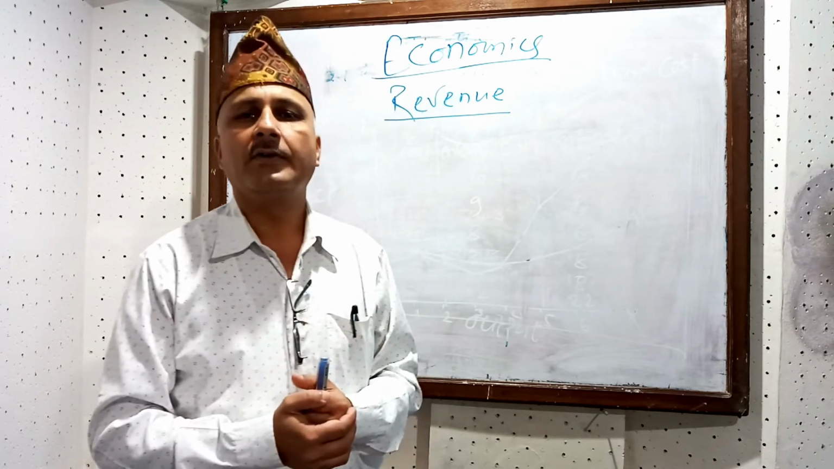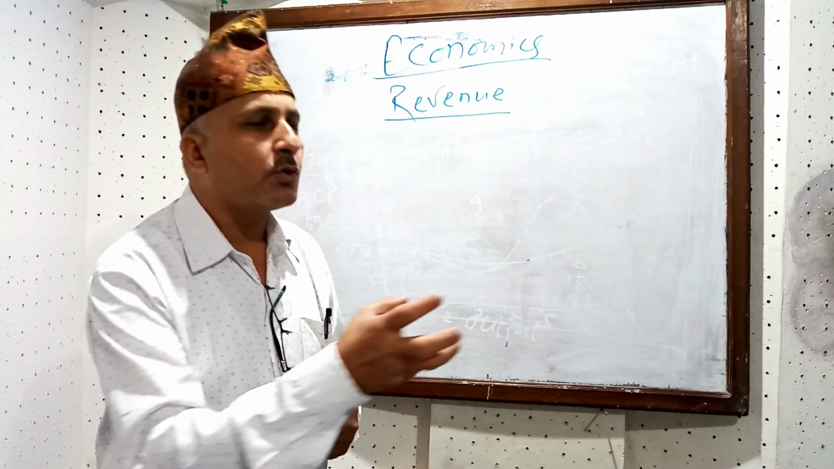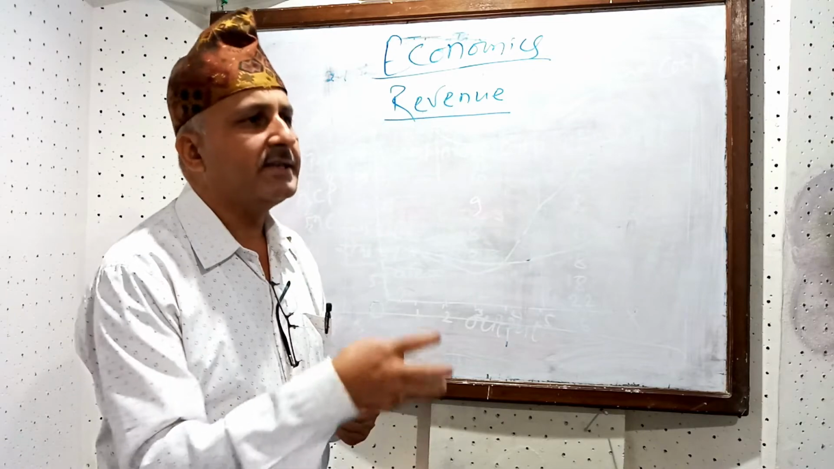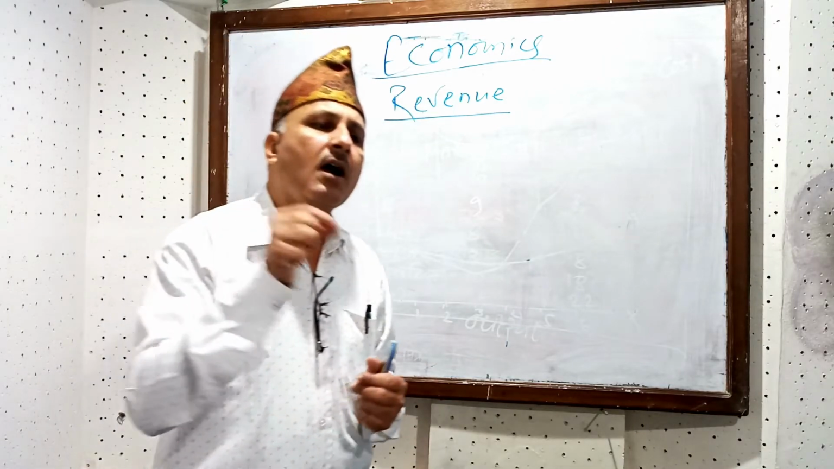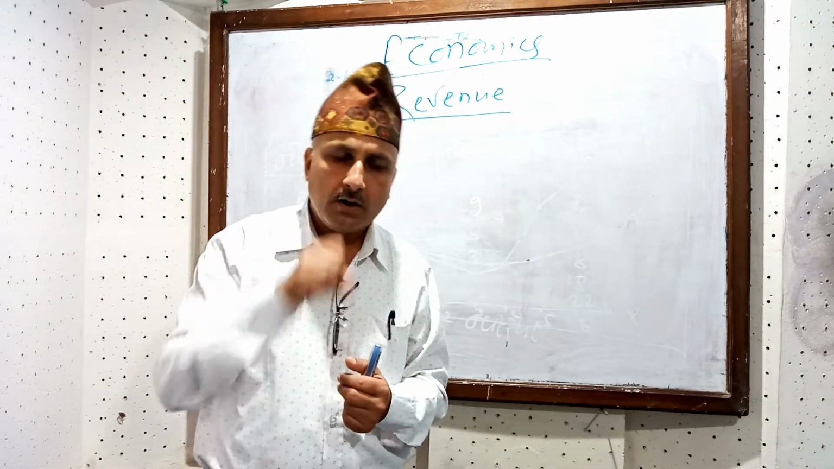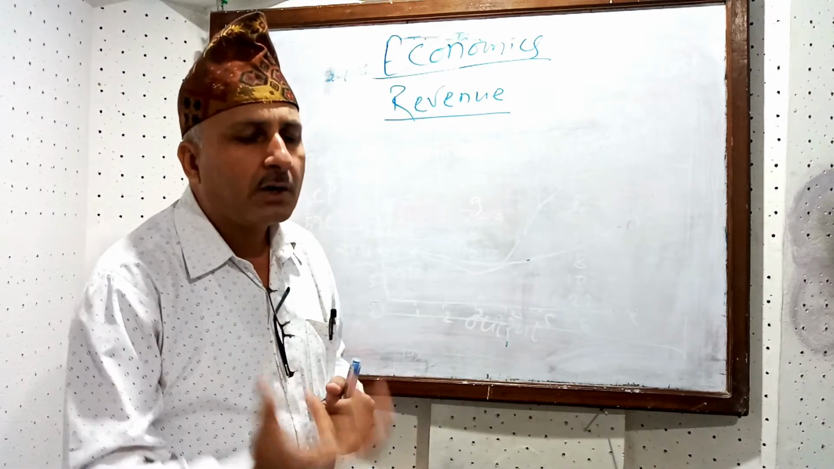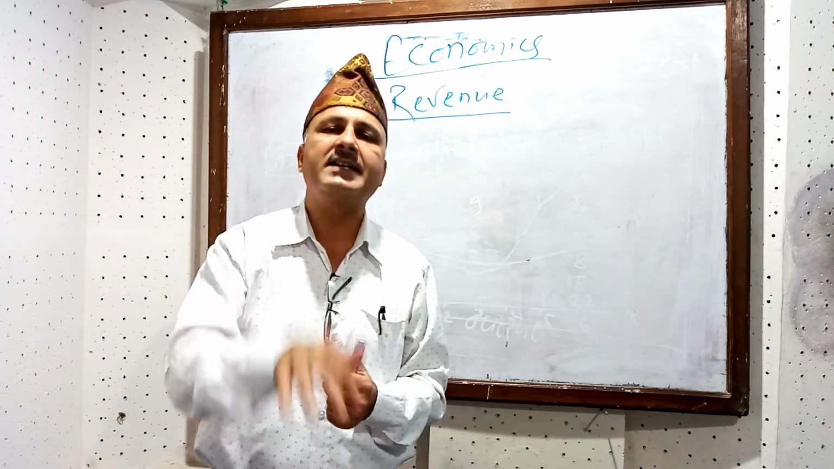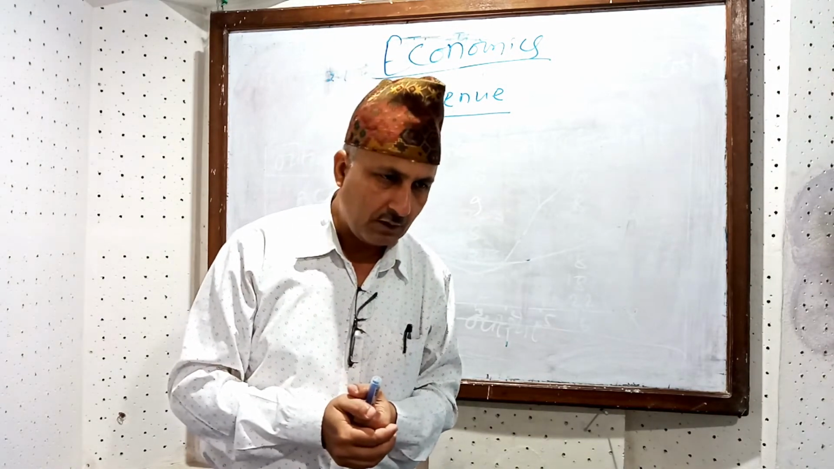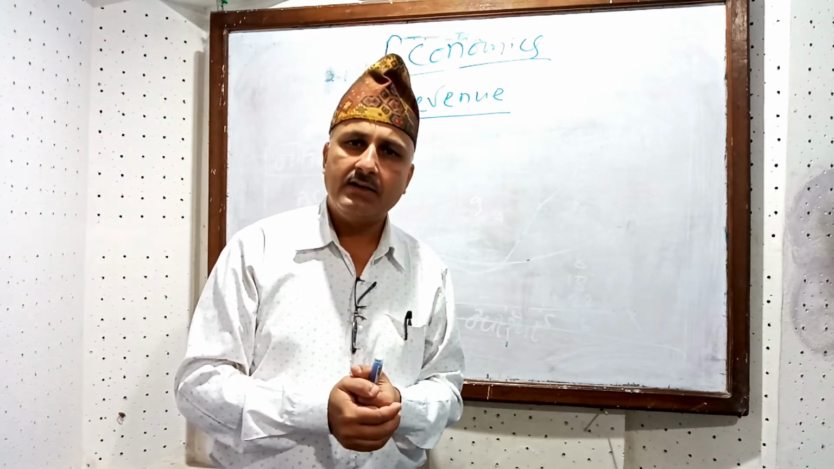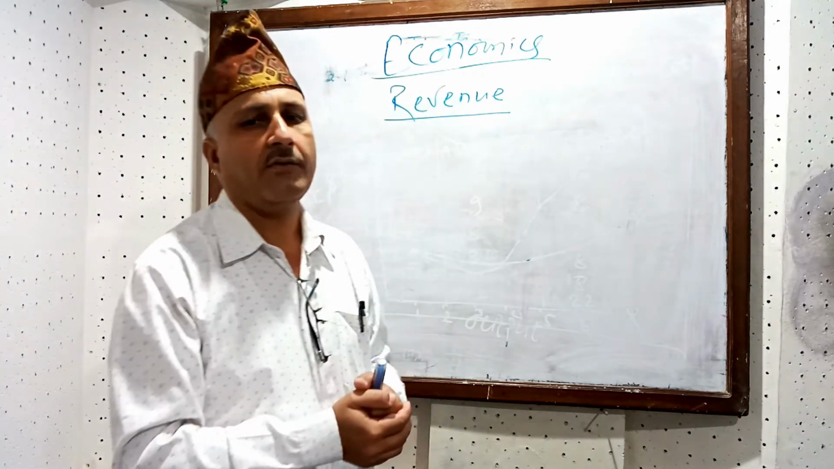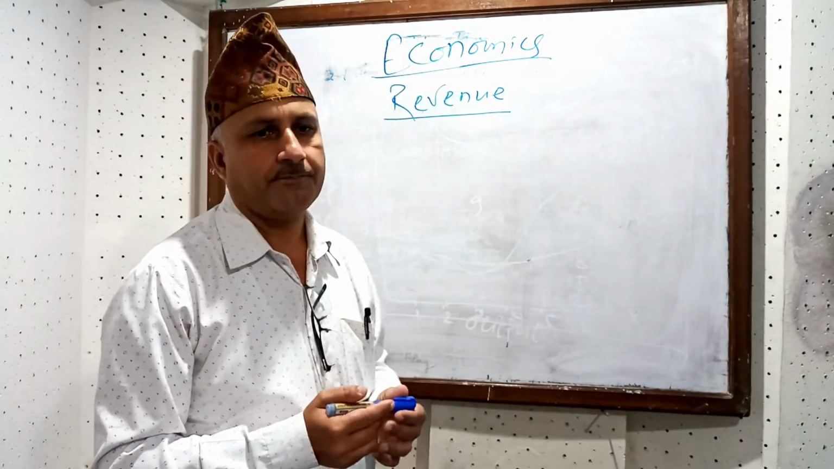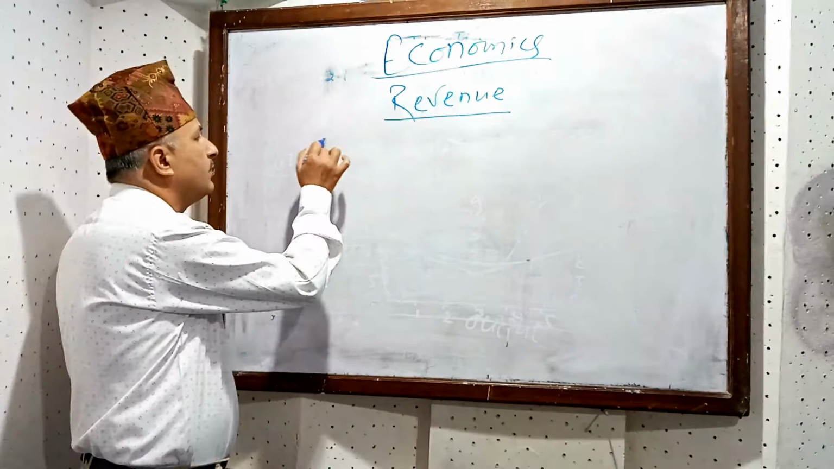Again, I am going to repeat. Revenue is the total receipt. It is the amount which has been earned by a producer or by a seller after producing and selling different units of a commodity. That is called revenue. Now from this you can easily write the definition of revenue. Now there are three types of revenues.